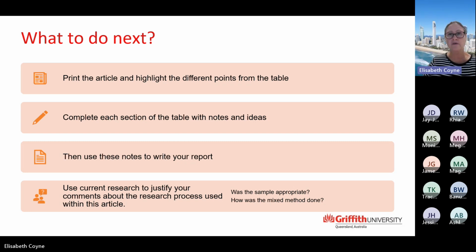The first aspect of the marking criteria is to accurately identify and explain the different elements of the research process that are evident in the article.